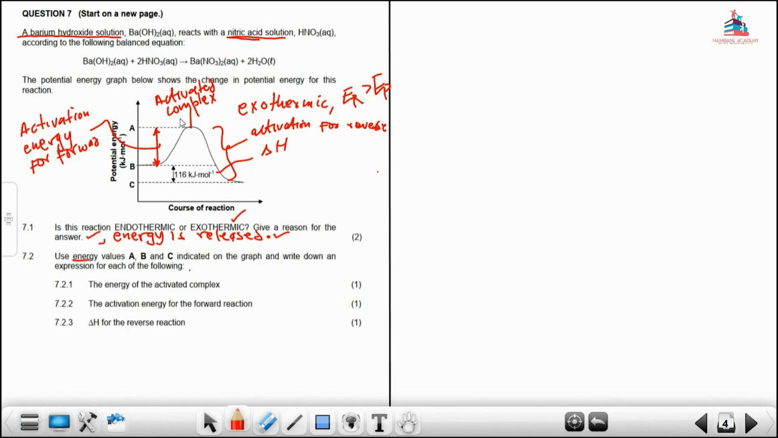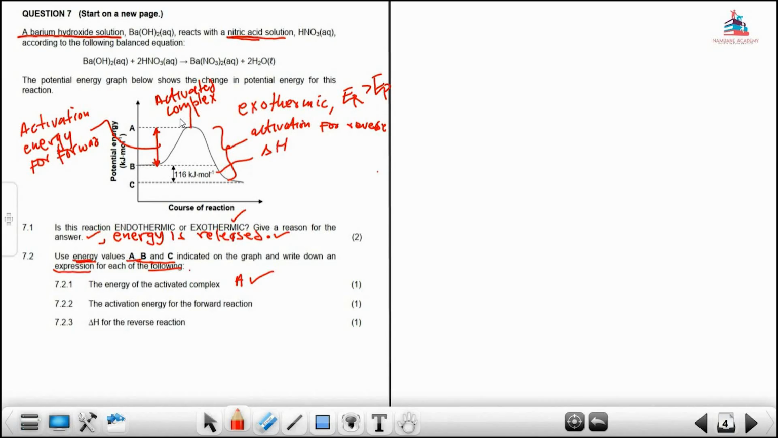Now, use energy values A, B, and C to indicate on the graph and write down the expression for each of the following. So what are they saying? They are saying I must use A, B, C to write an expression. The energy of the activated complex, which letter represents that? Letter A. 100%. 1 mark.